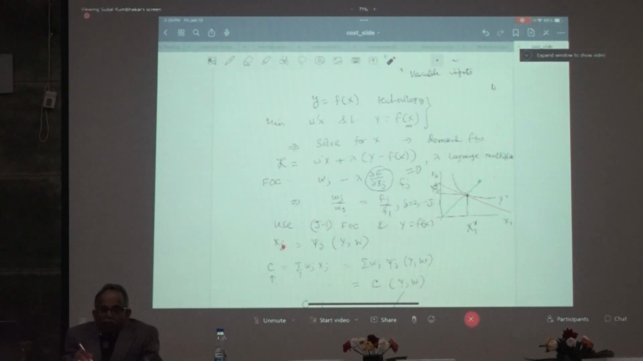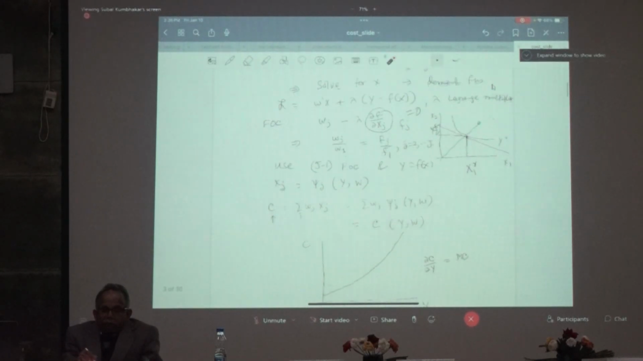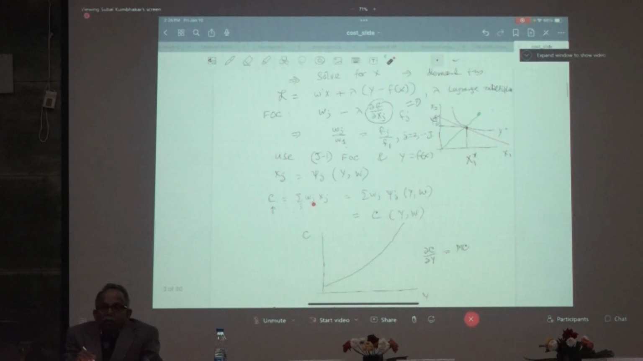Demand for each input is a function of how much output is being produced and the prices of the inputs. And I put the subscript j to indicate that you can figure out the demand function for each input. Okay. Now we can plug those optimal quantities into the definition of cost. What is the definition of cost? Cost is the sum of the cost of each input. So Wj times Xj. So this Xj is coming from here. Okay, it's a function of Y and W. So the cost is going to be a function of Y and W.